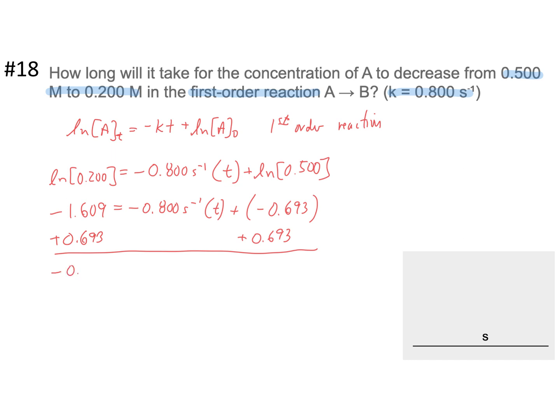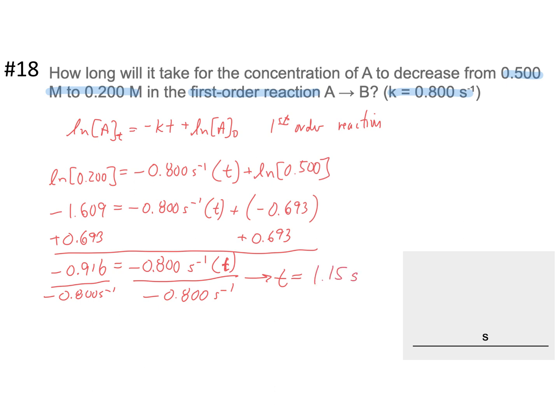We're going to add that across because we want to get t by itself, so we add this 0.693. And I get a negative 0.916 equals a negative 0.800 inverse seconds times time. We divide, because we want to get time by itself, we're going to divide by negative 0.8. And for time, we should get something like 1.15 seconds.